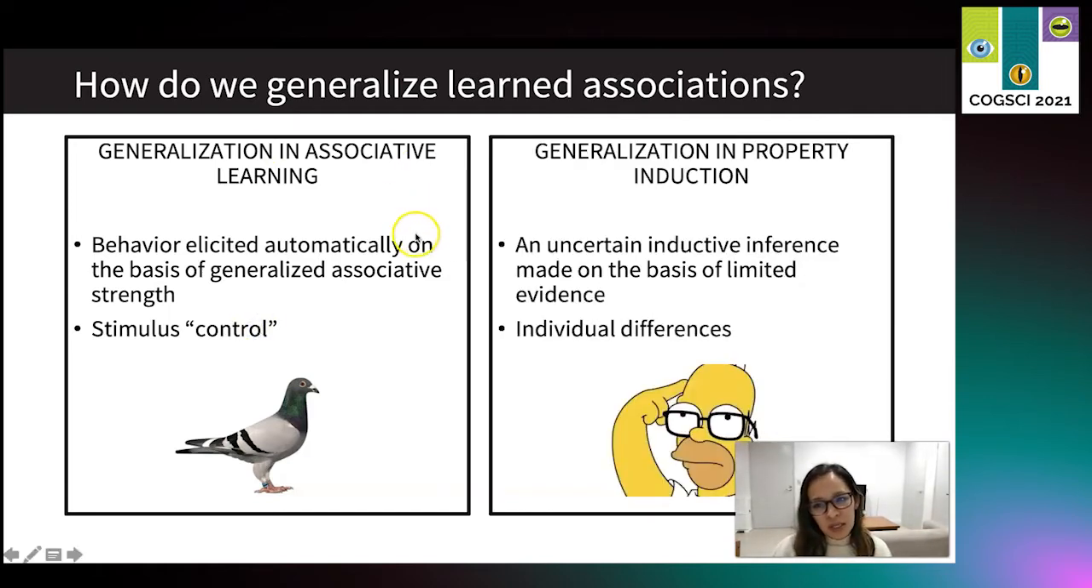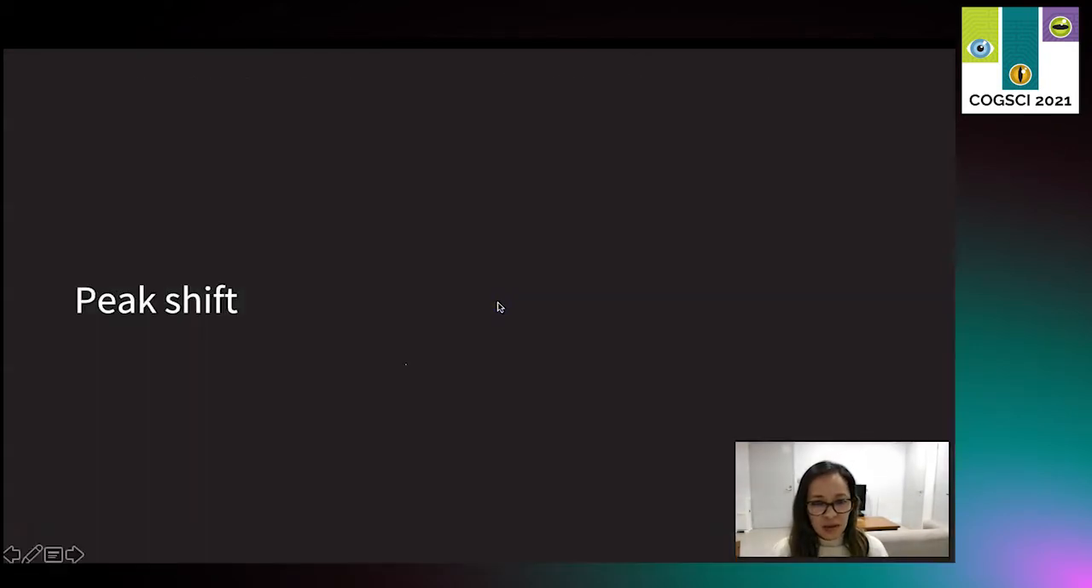On the other hand, we have generalization in property induction, and here generalization is conceived of as an uncertain inductive inference made on the basis of limited evidence. And here we really emphasize the role of individual differences, prior knowledge, and the assumptions that people bring to the task about how the evidence is sampled. So my research is really trying to marry together insights from these two research traditions to understand how humans generalize associative learning.